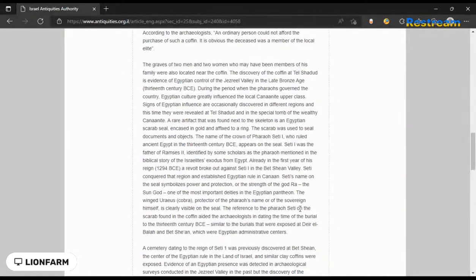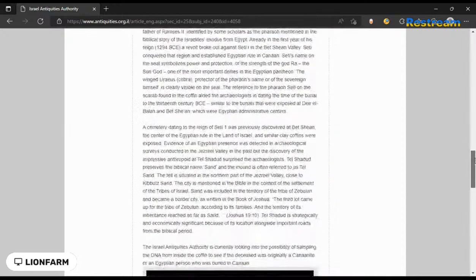The Pharaoh's name on the scarab found in the coffin aided, and now look what it did. It also helped archaeologists in dating that type of burial design. That was the Egyptian burial design. The way that they were buried was in a couple of different places, right? Which were Egyptian administrative centers. So those different designs help with other burial designs and everything. So let's talk about the burial and everything, right?